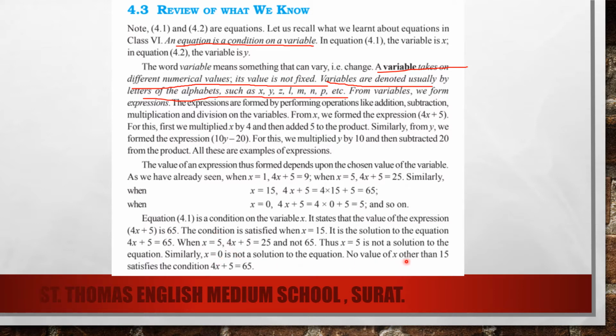No value of x other than 15 satisfies the condition 4x plus 5 is equal to 65. So, if you substitute x is equal to 15, then only these LHS and RHS are equal, right? It's clear? So, what is the meaning of variable, what is an algebraic expression, and what is the meaning of solution of the equation? Clear?